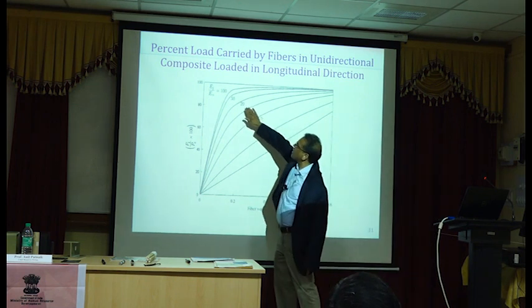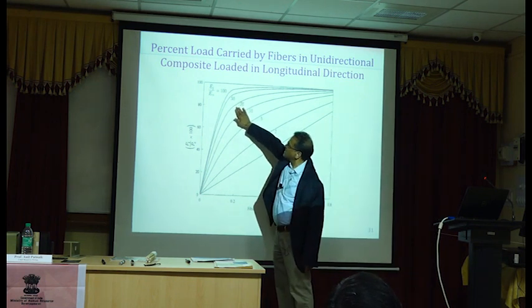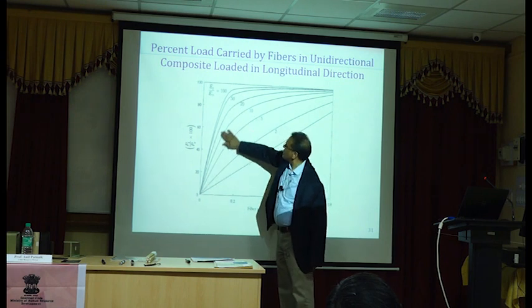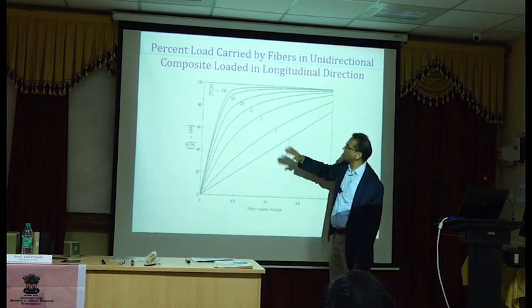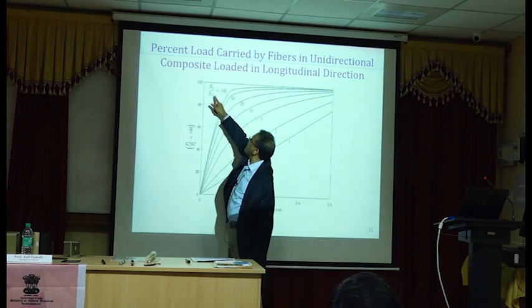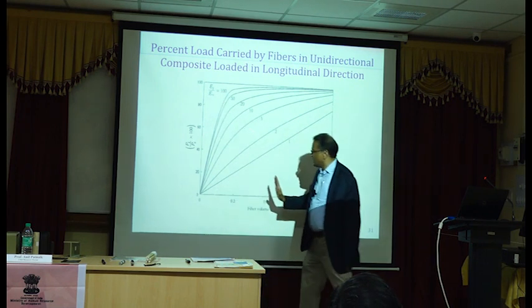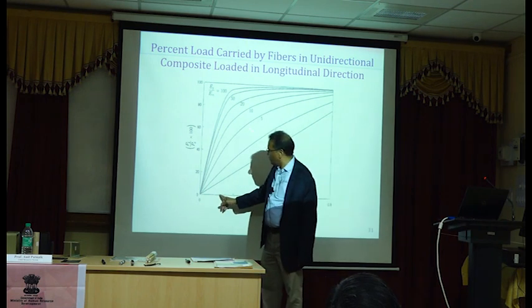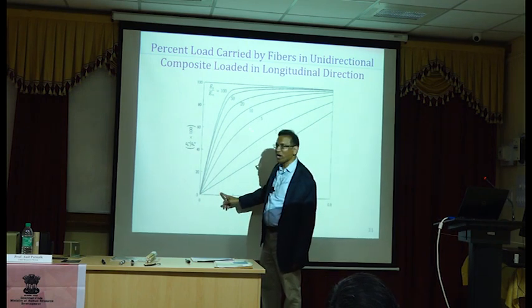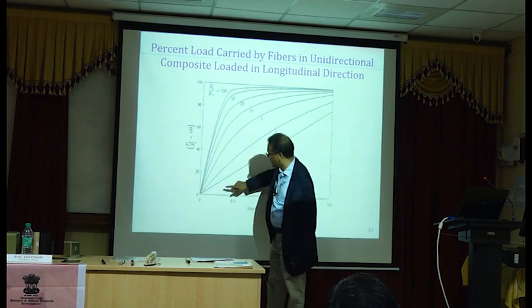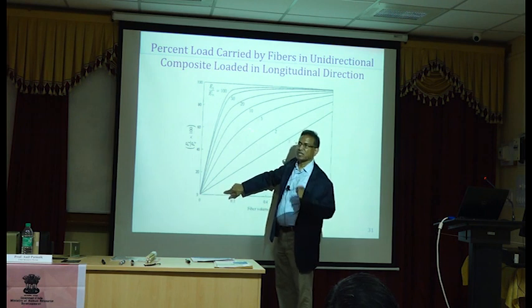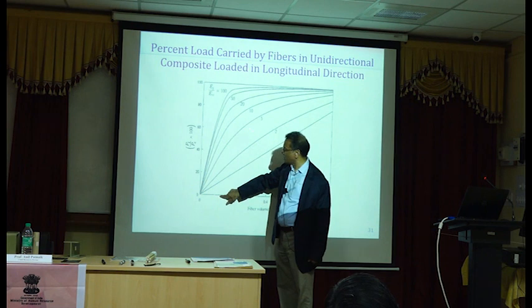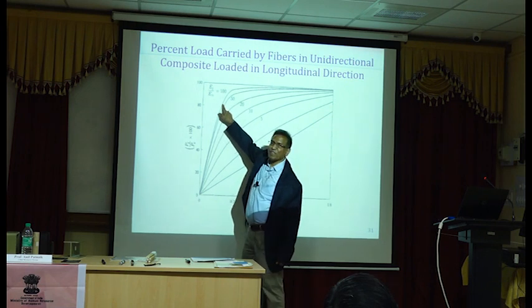EF over EM, we talked about EF over EM of 20. So in case of 20, you will see the variation is non-linear. It's not a straight line, but it's non-linear. If you have EF over EM of 100, what you can see from this is, even if you use a fiber volume fraction of 0.1, which is 10%, which is a small amount, right? Very small amount of fiber, if you have very large modulus of elasticity of fiber compared to the matrix, most of the load is carried by the fiber.